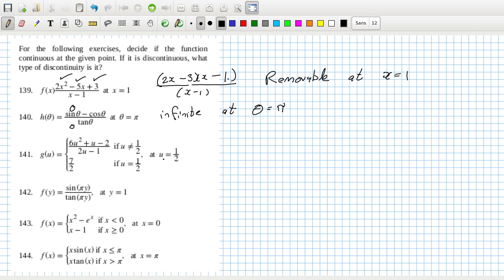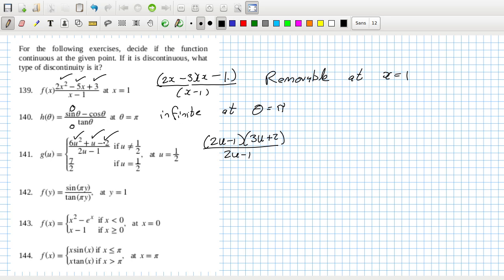What's happening here? Oh, yeah, at u is a half. Okay, so I think it's worth seeing the top factorized. I'm going to guess it's (2u minus 1)(3u plus 2) over (2u minus 1). 2u by 3u is 6u squared, minus 1 by plus 2 is minus 2. That's 4u minus 3u is u.